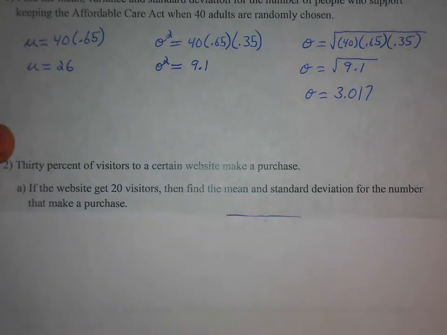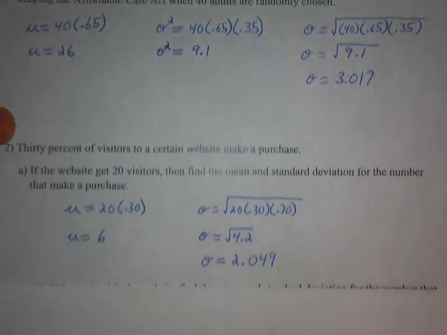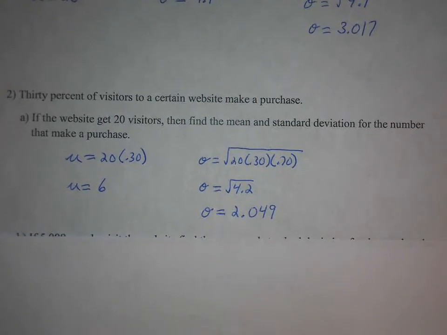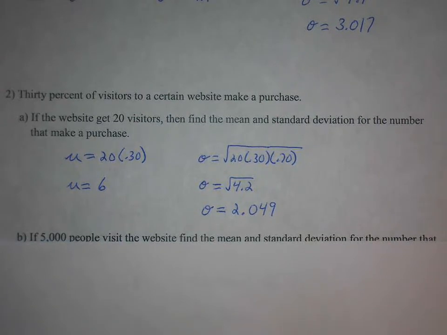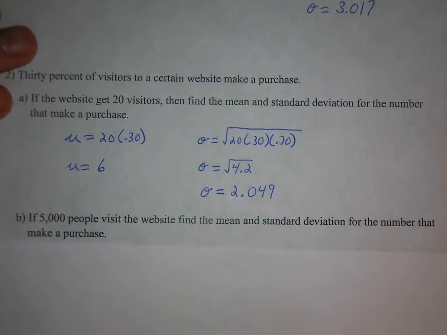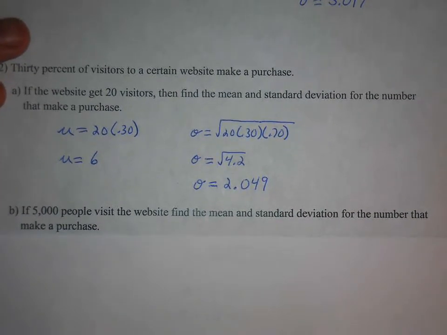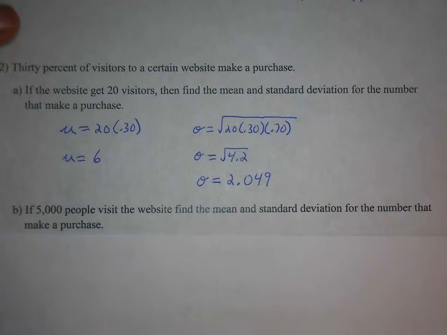Okay, so if you use the formulas, and then in part B, if 5,000 people visit the website, find the mean and standard deviation for the number that make a purchase.